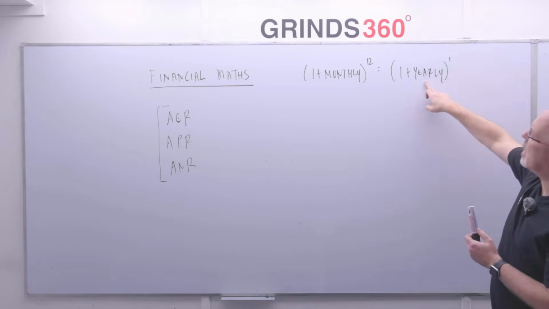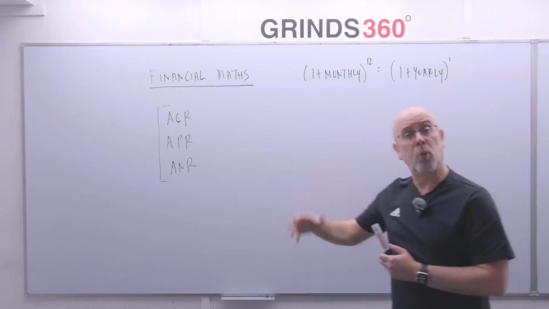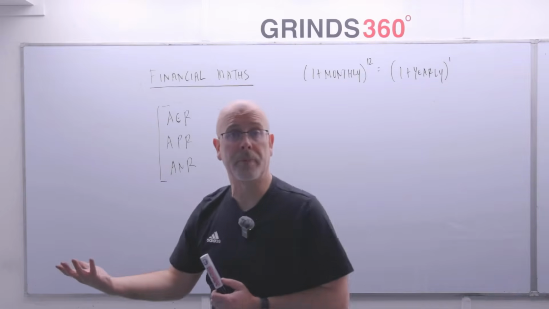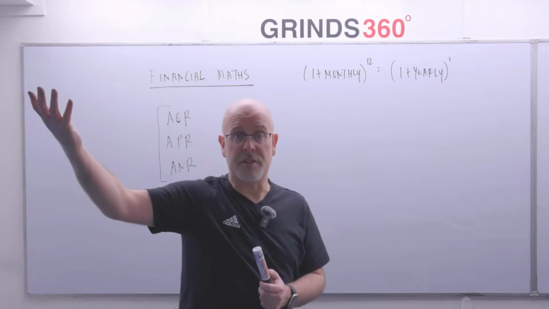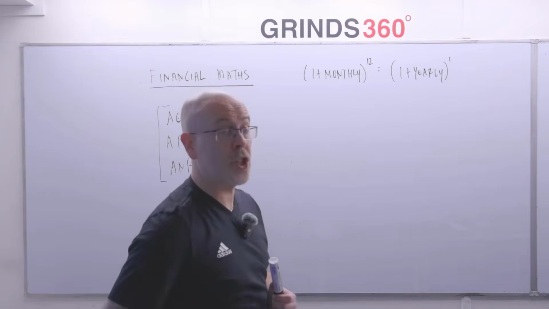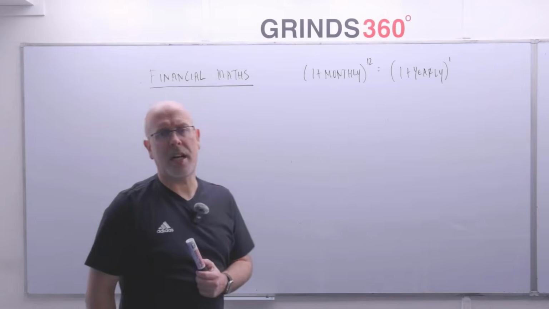So getting your yearly interest once a year is the same as getting your monthly interest 12 times a year. Or 1 plus the weekly rate to the power of 52. It's the same as getting your weekly interest 52 times a year, assuming there's exactly 52 weeks in the year, which a question would normally tell you if that was the case. All right, so I can use this to switch between any time point at all.